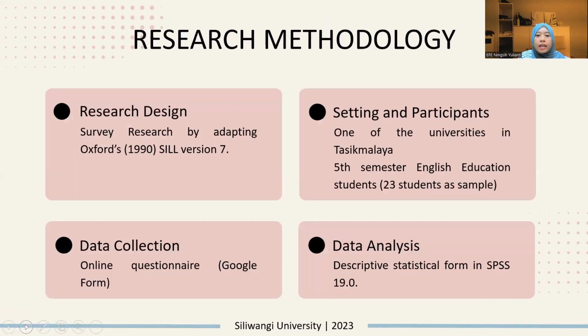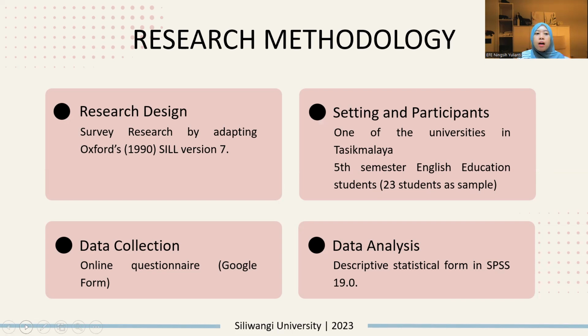All right. The next point is research methodology. Here, the research design that will be employed in my study is survey research by adapting the Strategy Inventory for Language Learning, Oxford in 1990, and I will use the 7th version. And the next one is setting and participants. My study will be conducted at one of the universities in Tasikmalaya and will involve fifth semester English education department students. So there are 23 students who will be selected as the sample of this research.